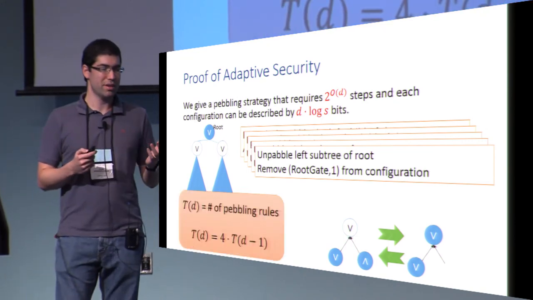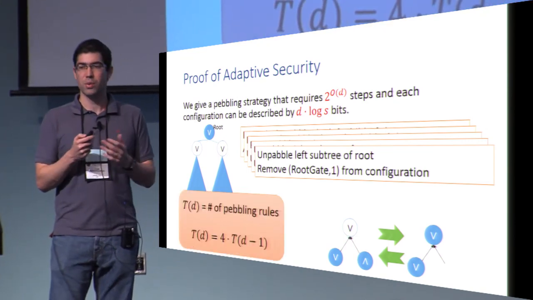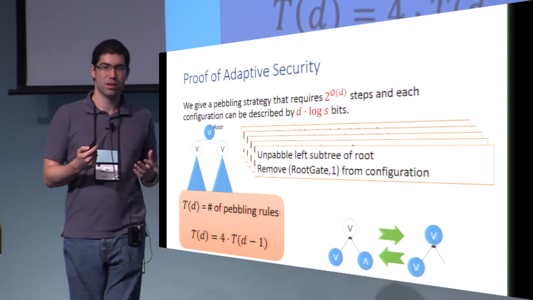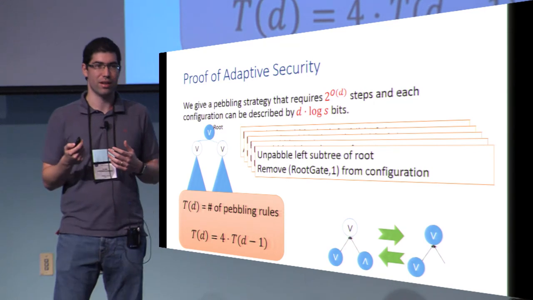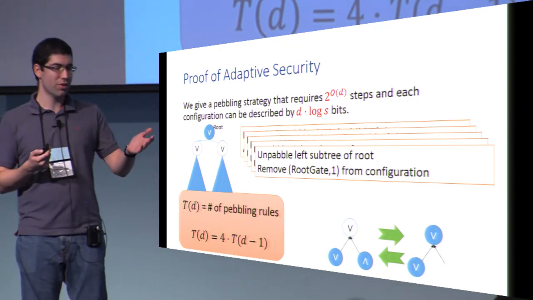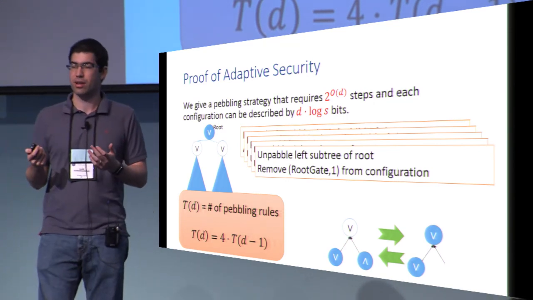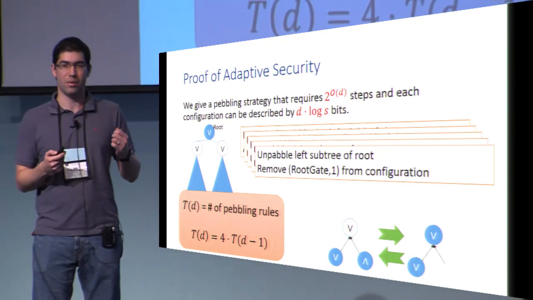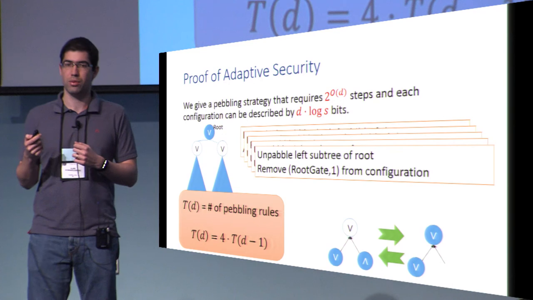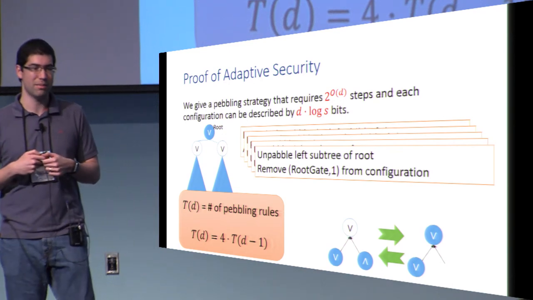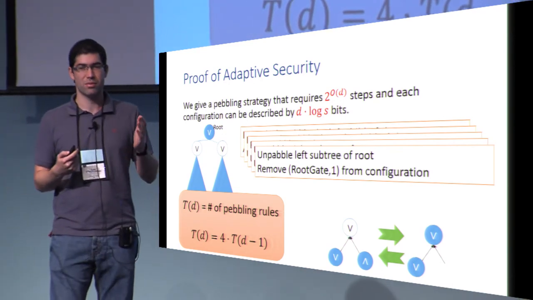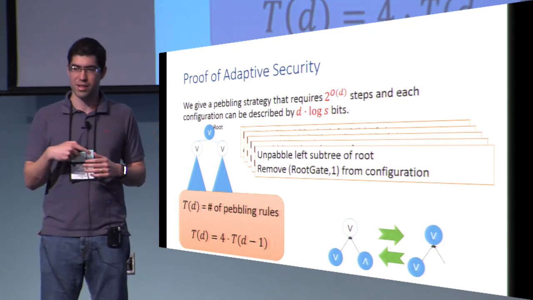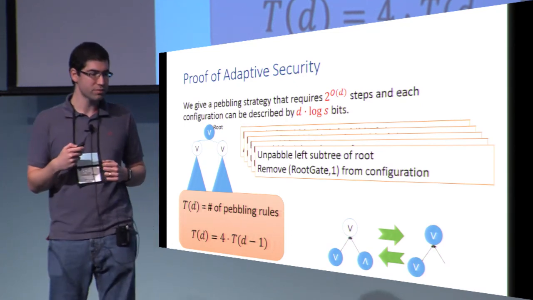If you followed me, then what you can show is that the number of pebbling rules has a recursive equation, which is four. If you want to pebble a tree or a circuit of depth D, you need four times whatever you needed to do with a circuit of depth D minus one. The four comes from the fact that you need to pebble the left child and then the right child and then to reverse everything. So that's the four.